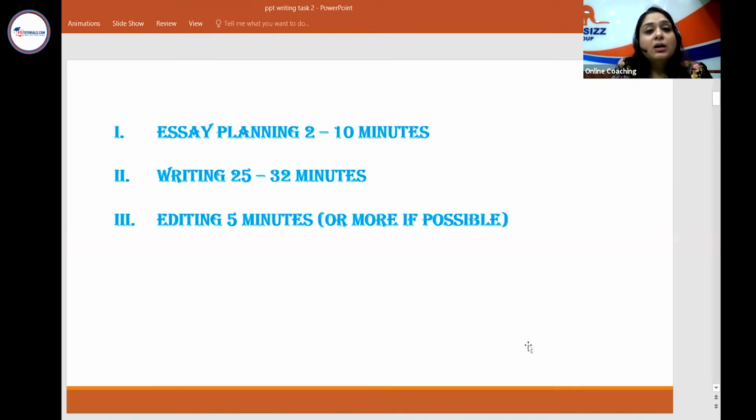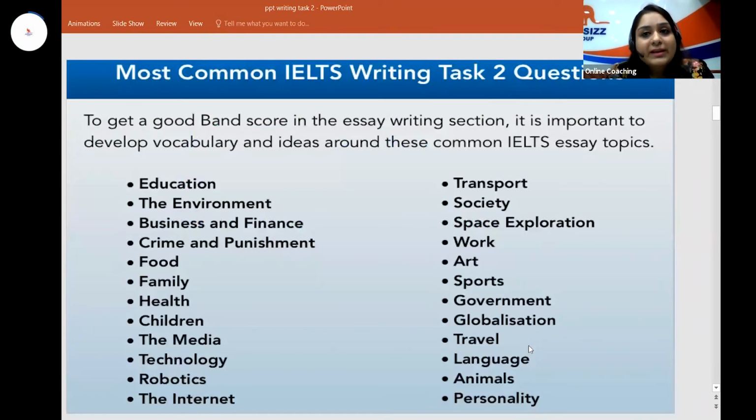Now, let's go to the next thing. What are the basic topics that relate to your essay task? The basic understanding of what topics you will get in your examination. Number 1, we can have the heading first. To get a good band score in the writing section, it is very important to develop vocabulary and ideas around these common IELTS topics.